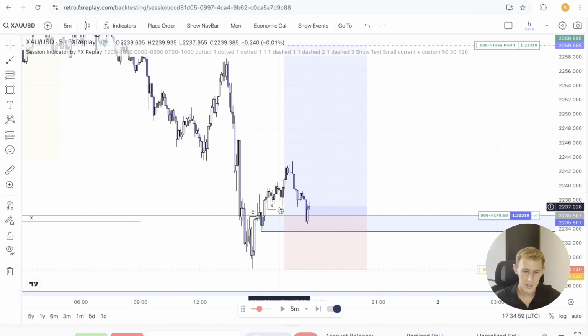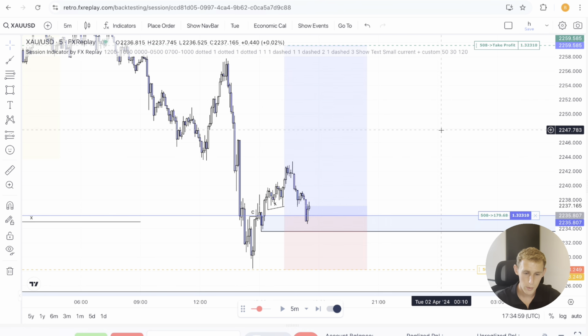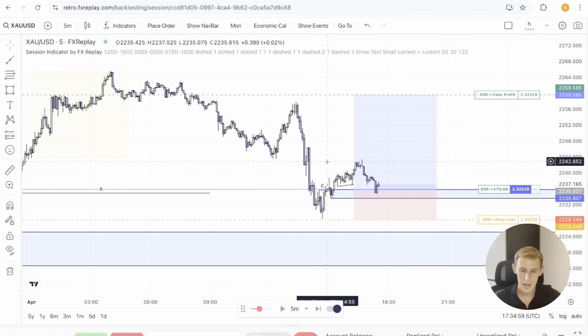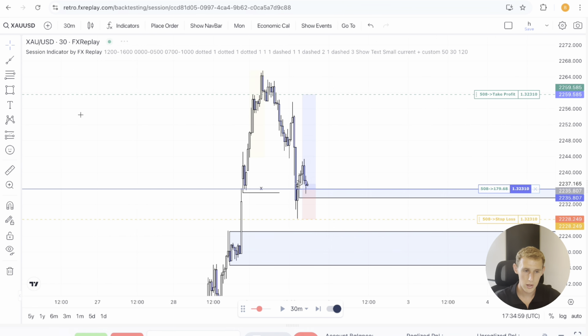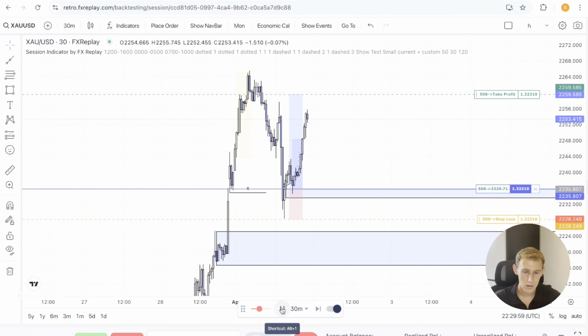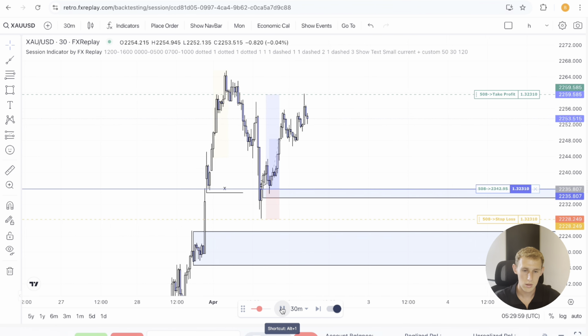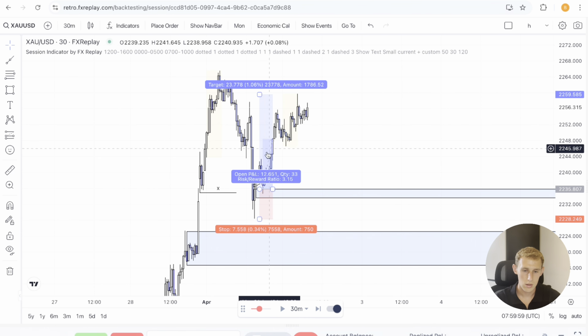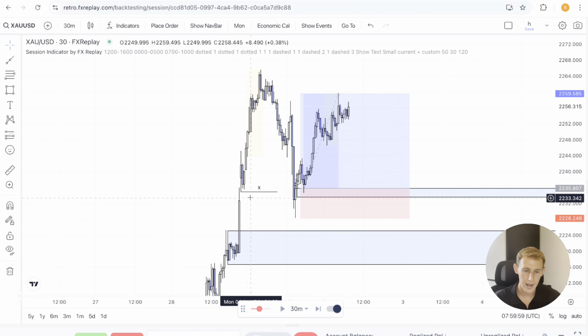Right, there we go. So price is tagged in. It also created some more liquidity above the level, so that is overall looking pretty good. I'm going to play this on higher time frame. So yeah, let's have a look. Nice one, there we go. So TP hit on that.